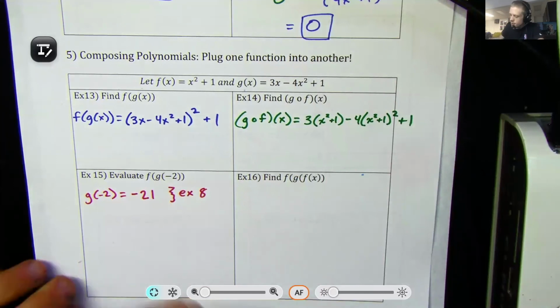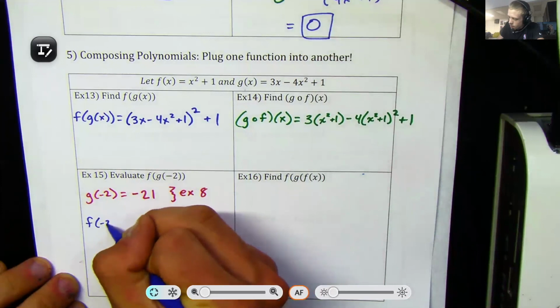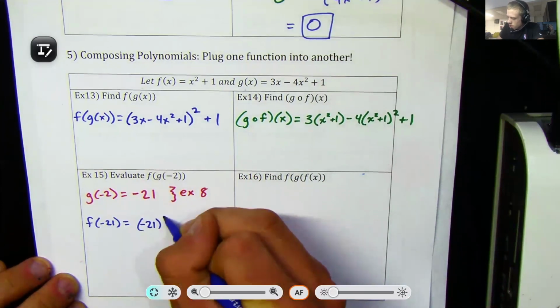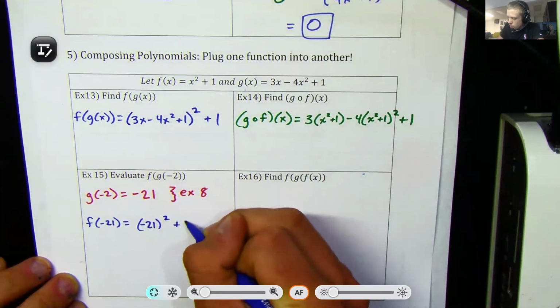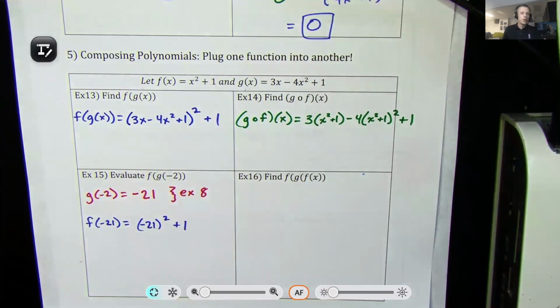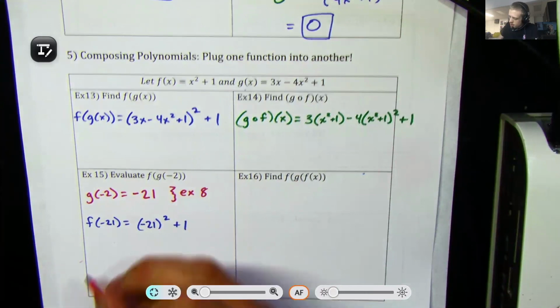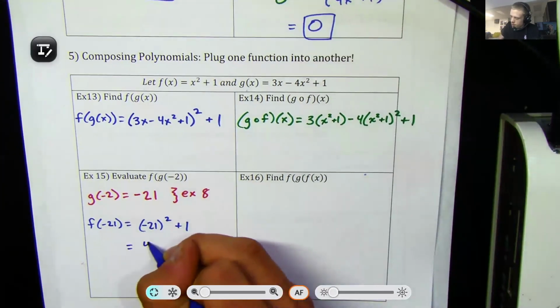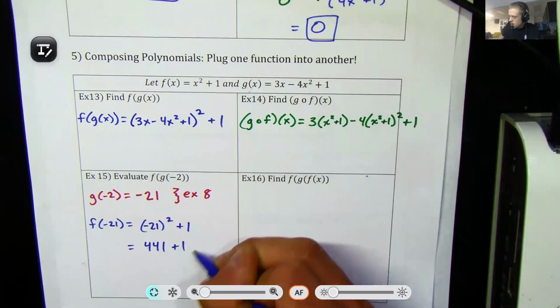All right, so let's do that. F of negative 21 is equal to negative 21 squared plus 1. Now, I would expect you to be able to then multiply that out. And what we are going to get is, remember when we square a negative, we get a positive. So I'm going to get 441 plus 1, which is 442.